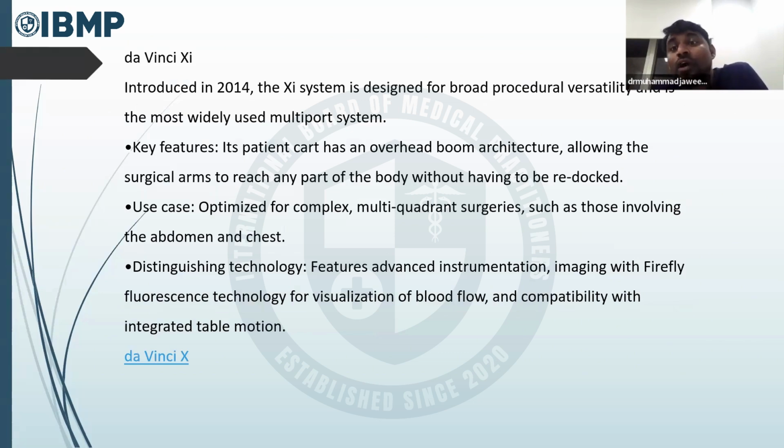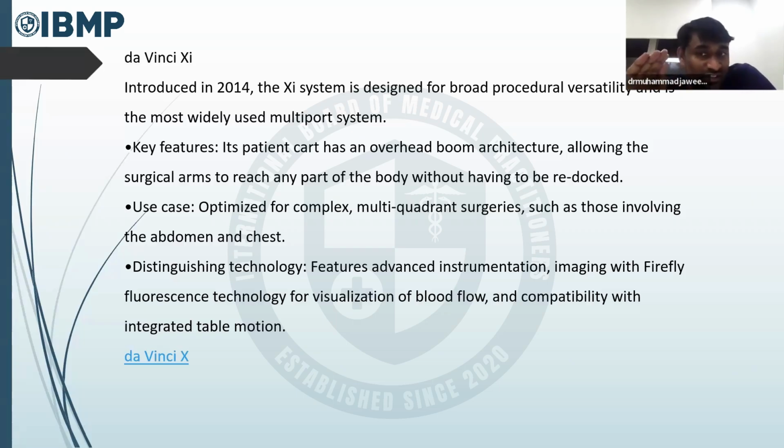The XI system is designed for broad procedure versatility and is most advised for use as a multi-port system. Key features. Now, what is the usage of Da Vinci XI? Previously it was Da Vinci SI, now it is XI. The patient cart has an overhead boom architecture, allowing the surgical arms to reach any part of the body without having to be redocked. So it has evolved in such a way that the docking system is very established and it can move in all directions. It is optimized for complex, multi-quadrant surgeries, such as those involving both abdomen and chest.